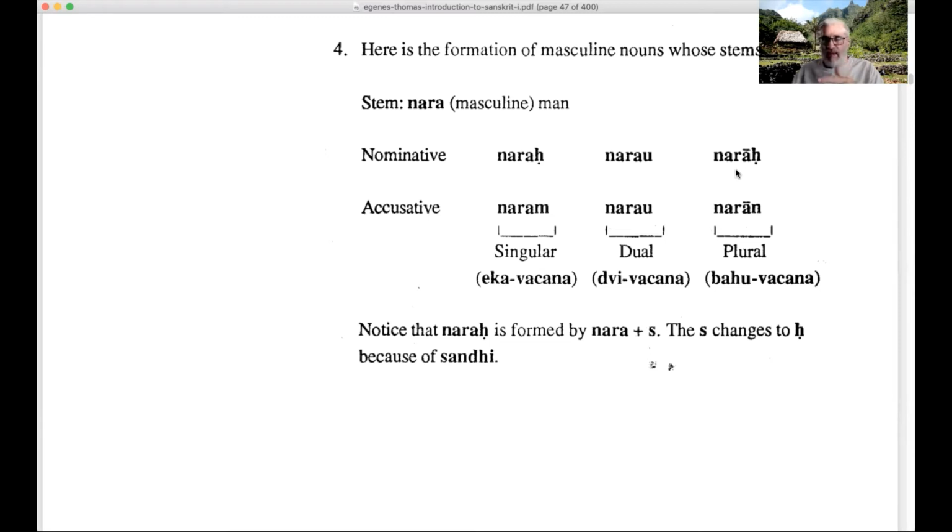Does everybody follow that? So when we make the subject singular, dual, or plural, we have to make the verb also singular, dual, or plural to match the subject.